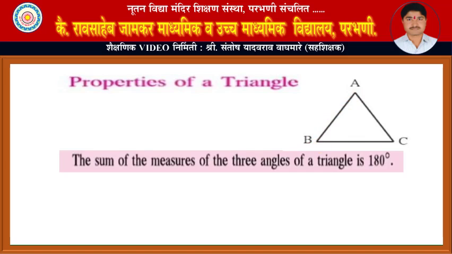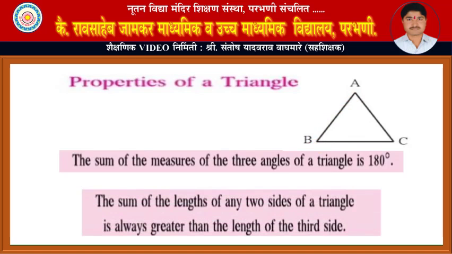So what is the second property? The sum of the lengths, meaning the addition of the lengths, of any two sides of a triangle is always greater than the length of the third side. So these two properties you have to keep in mind along with the types of triangles.